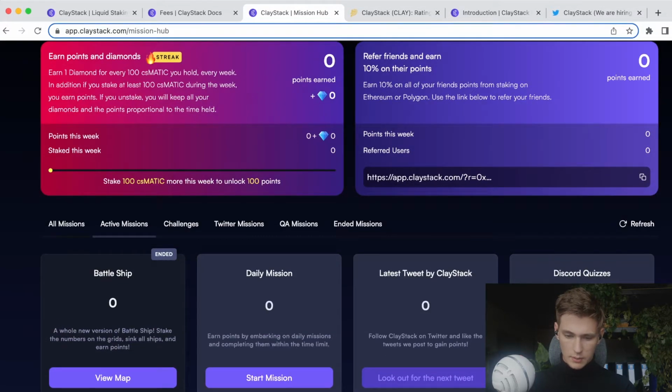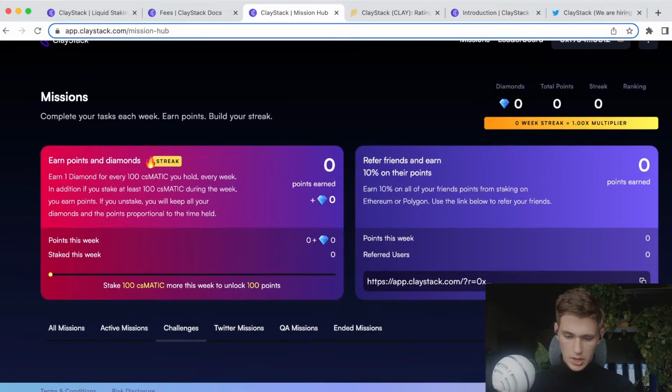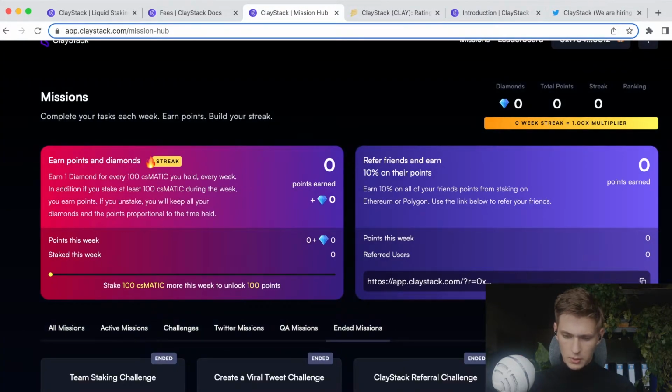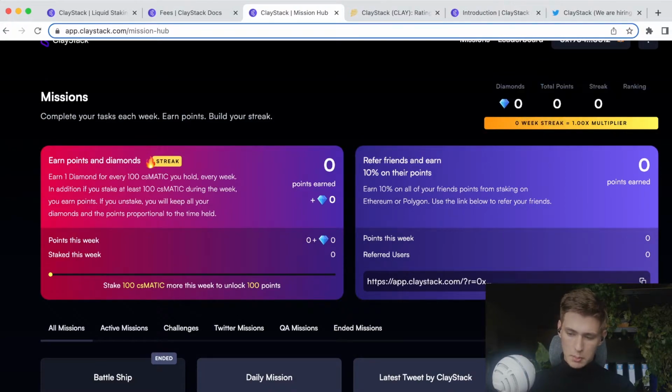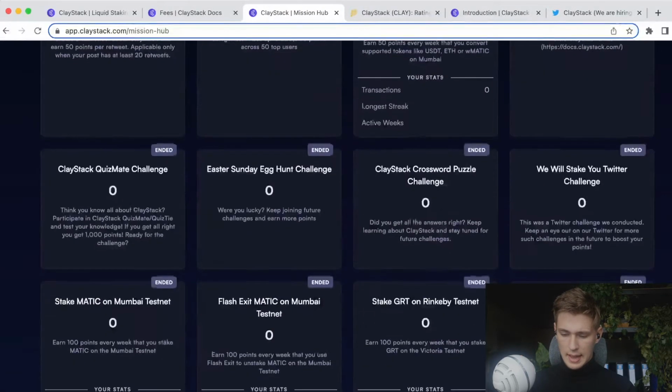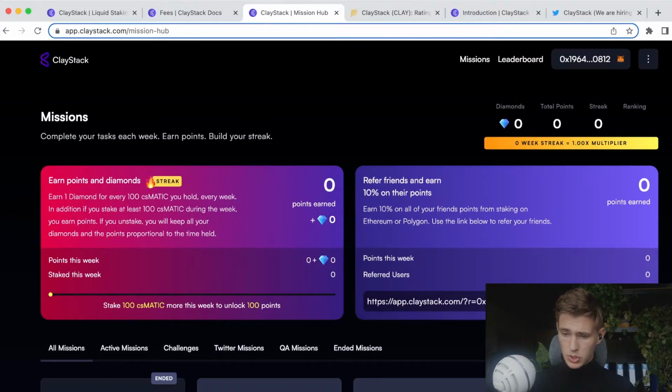Over here, you can see your active missions, your challenges. They even have Twitter missions, QA, and ended missions as well. Over here, you also have a streak multiplier, which means that if you keep on coming back, keep doing missions, you will eventually end up getting a multiplier and earning more, basically. And that is about it, what you can do over here.